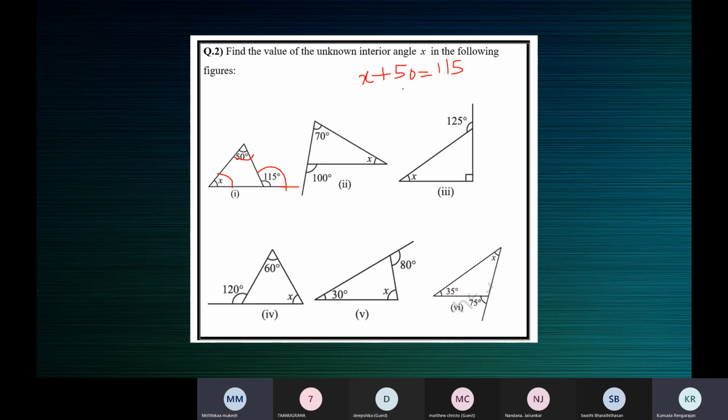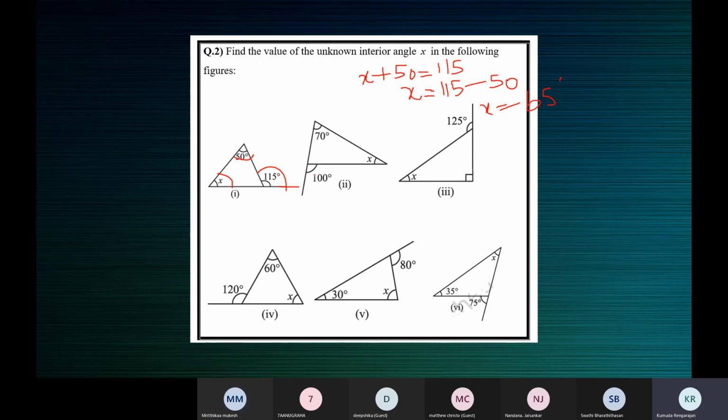Now, how do we solve this, Mritika? Ma'am, we should transpose 50, and 115 minus 50 will come, ma'am. 115 minus 50 is 65 degrees. Very good. So x is equal to 65 degrees.